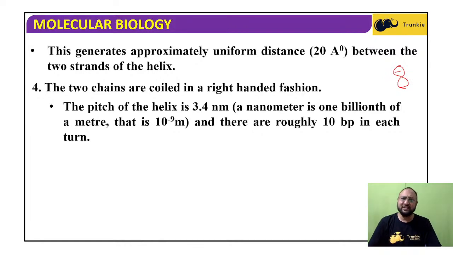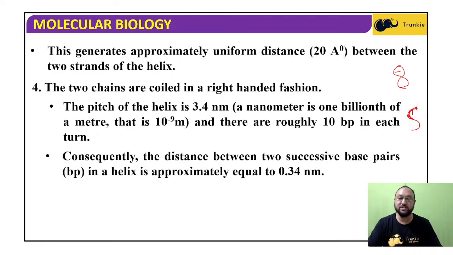The pitch of the helix, the turning of one coil, is 3.4 nanometers, which is 10 to the power minus 9 meter, and there are roughly 10 base pairs in each turn. So in this one turn of 3.4 nanometers there are 10 base pairs. Consequently, the distance between two successive base pairs in a helix is approximately 0.34 nanometer.